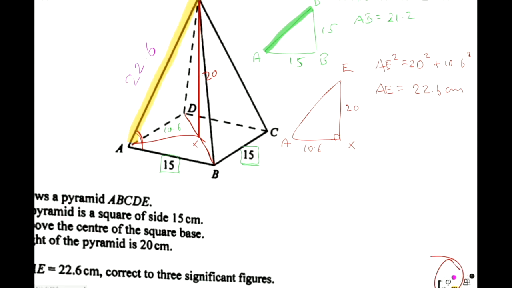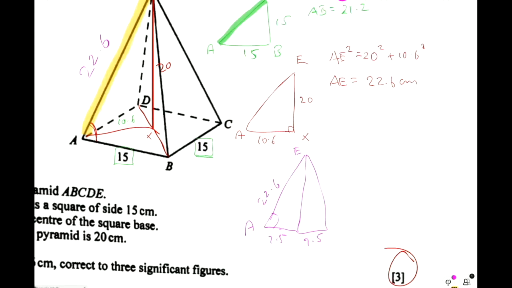Okay. So this is the whole triangle. Here is 22.6. Here is 15. So I need this angle. What I do is I split into half. So this side is 7.5. Why? Because 15 divided by 2. This is A, and E is at the top.